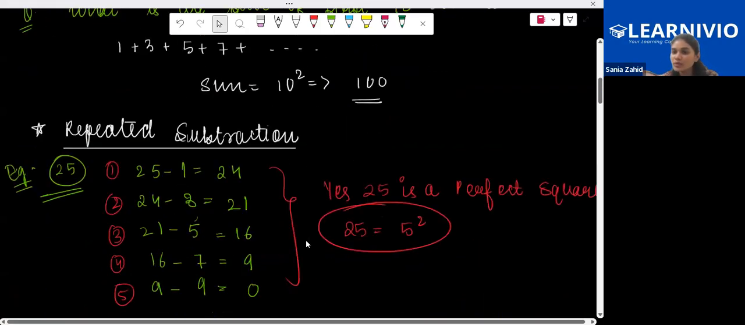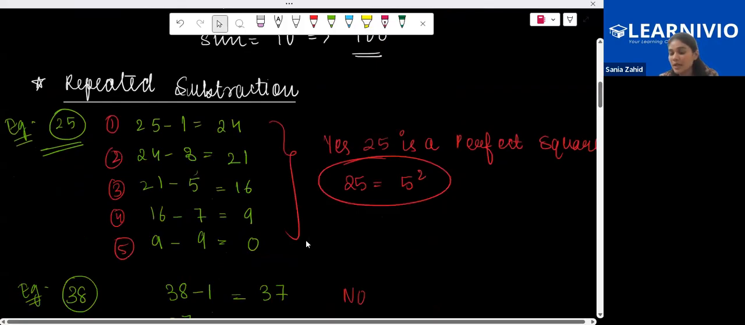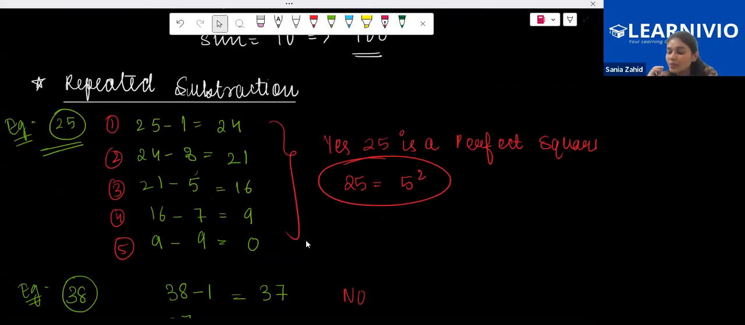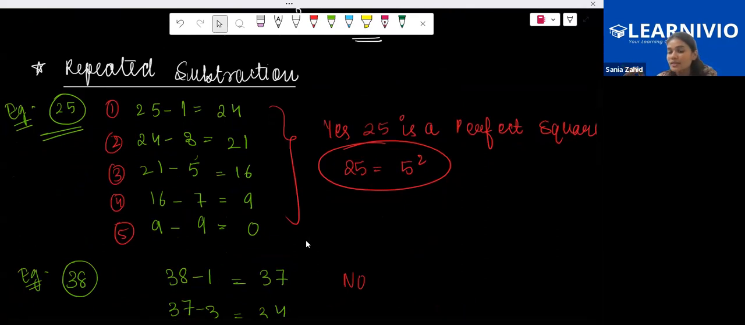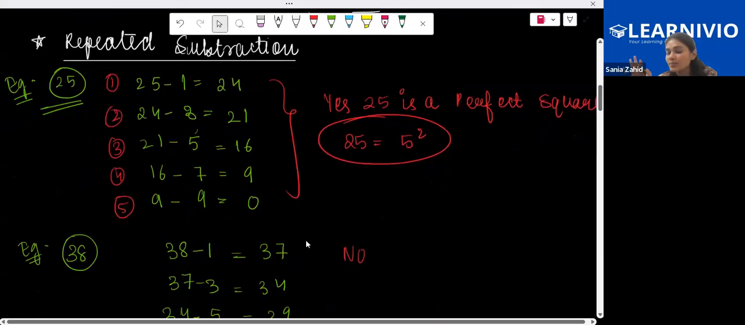Then we come to the second pattern, which is repeated subtraction. This pattern tells you that if you have to find out whether a given number is a perfect square or not, you keep on subtracting consecutive odd numbers from it. Like to find if 25 is a perfect square or not, you will first subtract 1. Then from the answer, you will subtract the second odd number, which is 3. Then the third odd number, which is 5, 7, 9, 11, 13, 15, 17, 19, and so on. You will just keep on repeatedly subtracting the odd numbers.